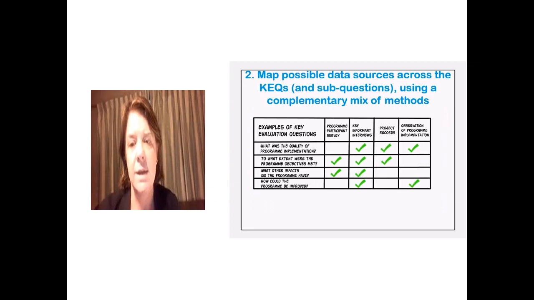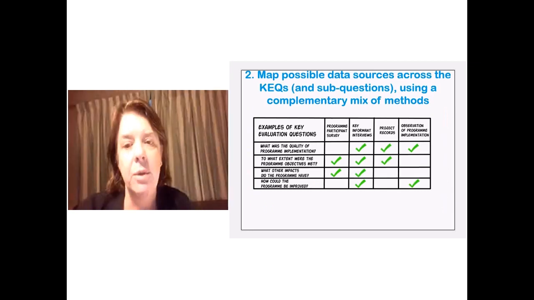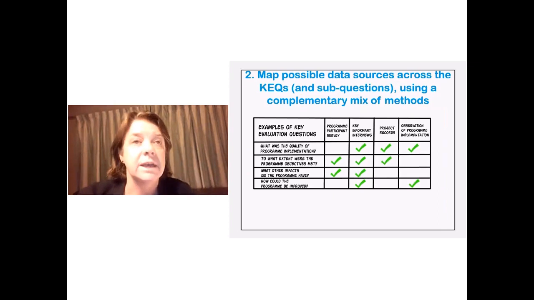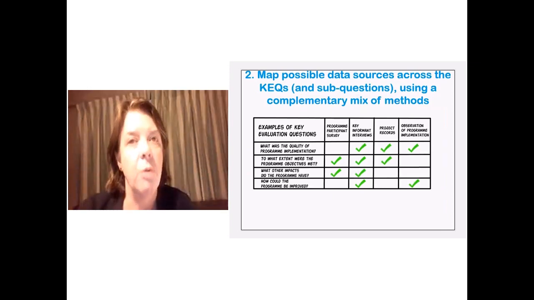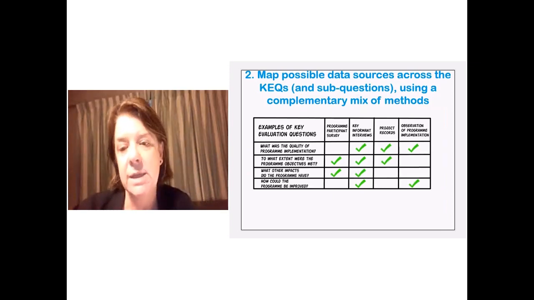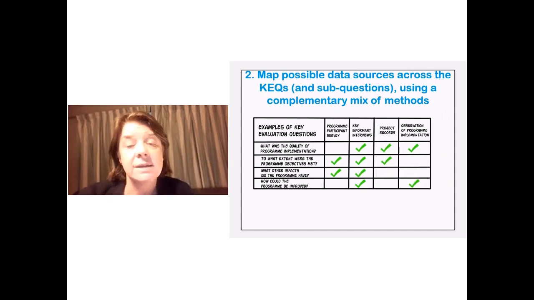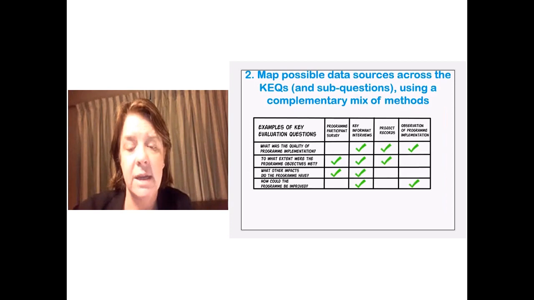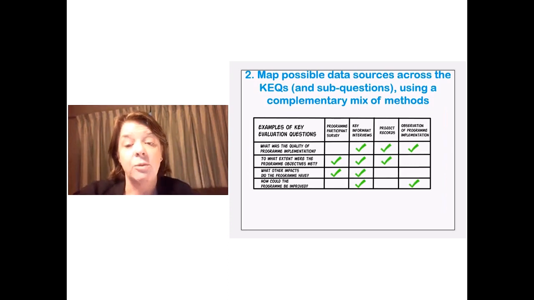The second one is to then map your possible data sources across the key evaluation questions and use a complementary mix of methods. So this is an image from the video about data collection and analysis that accompanies the brief, and you'll see that it's got some key evaluation questions. What was the quality of implementation? To what extent were the program objectives met? What other impacts did the program have, and how could the program be improved?